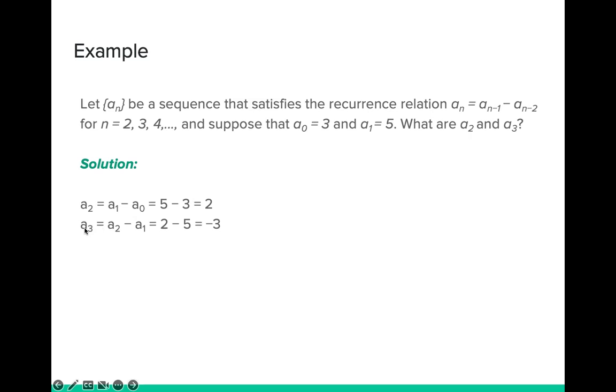Now, a sub 3 means that n is equal to 3. So a sub n minus 1 is equal to a sub 2, and a sub n minus 2 is equal to a sub 1. The a sub 2 is the result of the computation that we had earlier, which is equal to 2, so it's now going to be used in this term. And a sub 1 is a given value of 5. So we have 2 minus 5 equals negative 3.